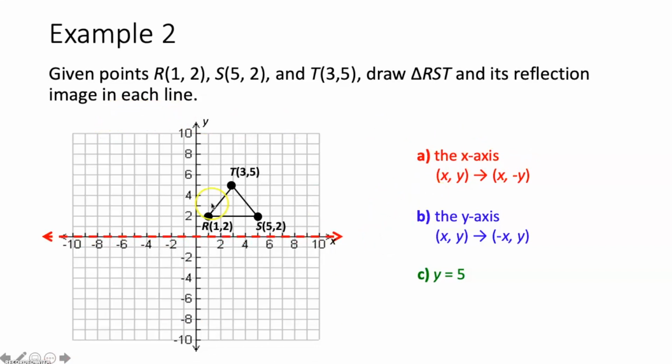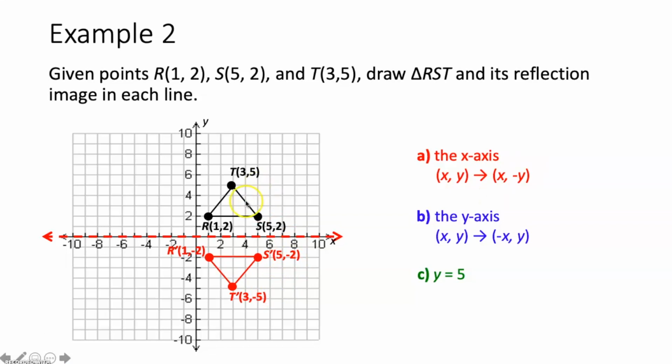And how do I reflect each point over the x-axis? Well, remember, you just take the y-coordinate and make it the opposite of whatever it is. So instead of R being at 1, 2, R prime is going to be at 1, -2. Instead of S being at 5, 2, S prime is going to be at 5, -2. And instead of T being at 3, 5, T prime is going to be at 3, -5. And there is my triangle R prime, S prime, T prime after I've reflected triangle RST over the x-axis.